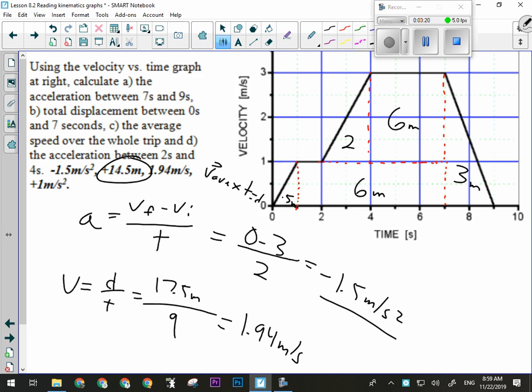Okay, and then lastly, the acceleration between 2 and 4 seconds. So we're back to this formula here. A equals Vf minus Vi over T. Vf is 3, Vi is 1, and that takes 2 seconds. 3 minus 1 is 2. So positive 1 meter per second squared.